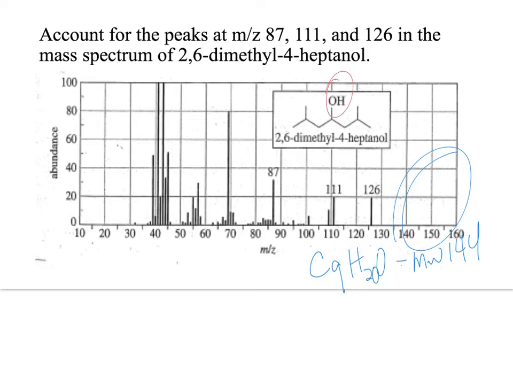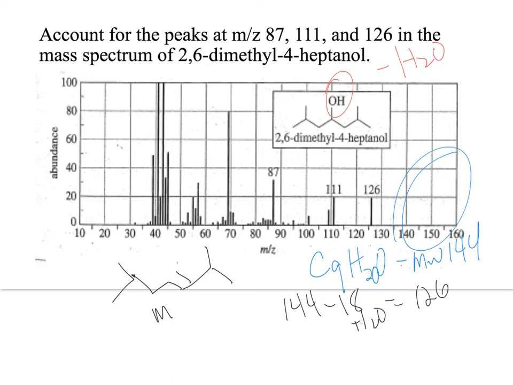Well, in the mass spec, you're using high temperatures, ionizing conditions, so you lose a water. So when you lose a water, you dehydrate this. What will that look like? You get an alkene. See, 1, 2, 3, 4, 5, 6, 7. Okay, so you get this. And if you calculate the mass of that, so basically, what's 144 minus 18? Because that's water. You will get 126. So that accounts for the 126. It's the alkene after you dehydrate.